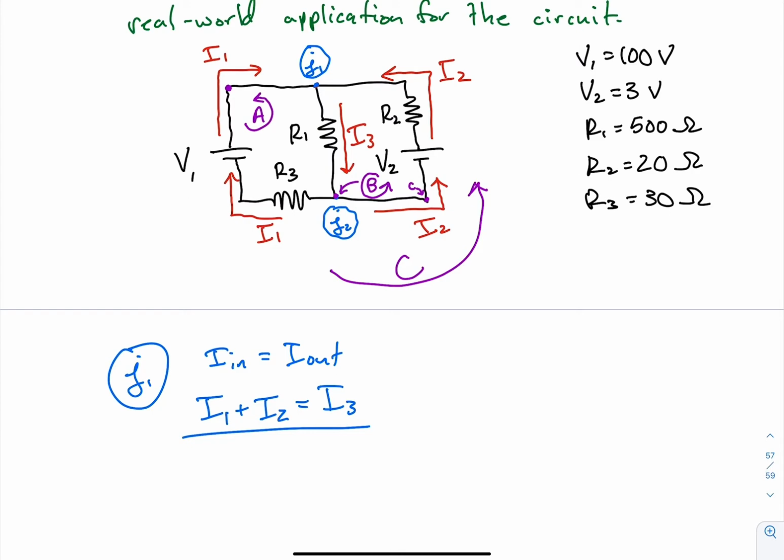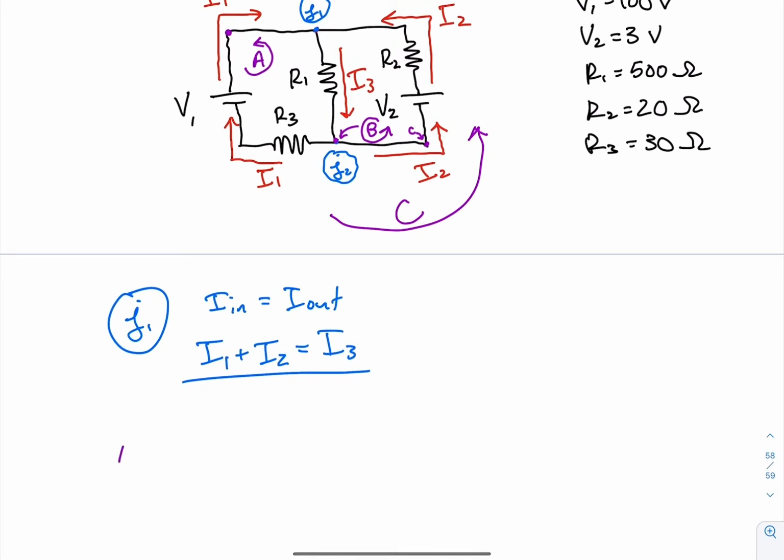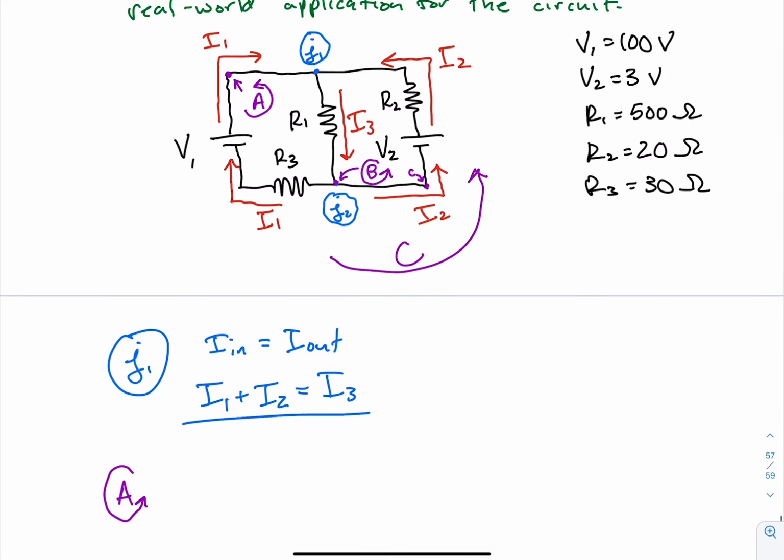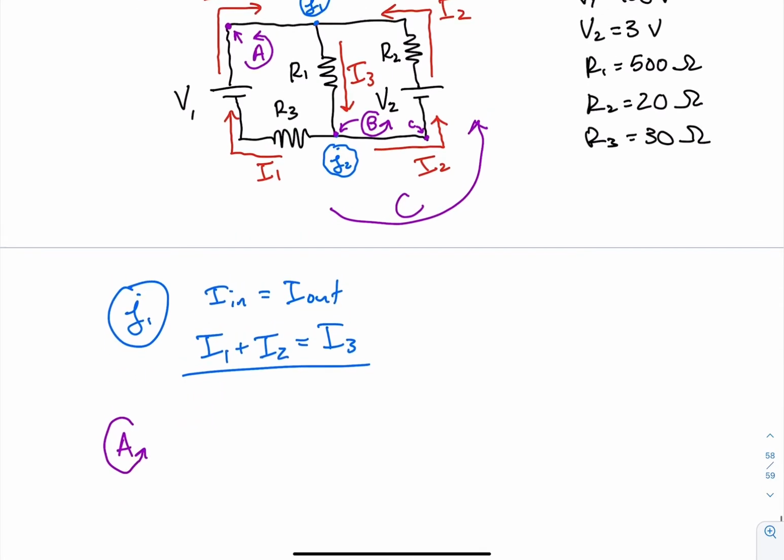We can also apply the loop rules. Let's do all three just for funsies. We've got loop A, where we said we're going to start right at this corner, and we chose to go counterclockwise this time. Anytime I run into a power supply or a resistor, I know that the total voltage drop of all of those added together must be 0. So we apply the loop rule to loop A, where the sum of the voltages around loop A must be 0.